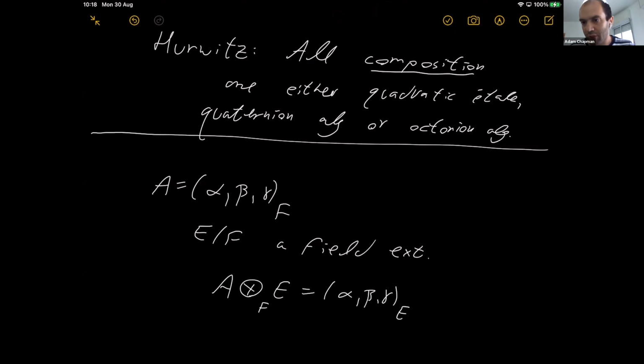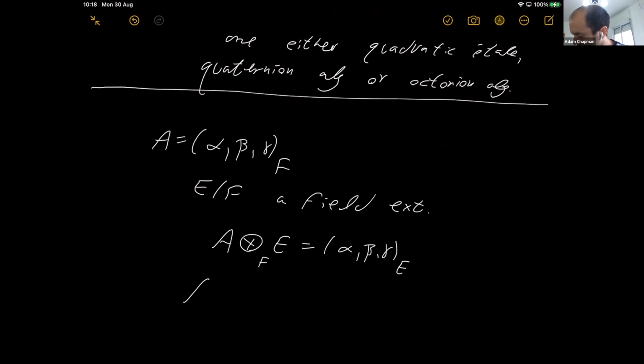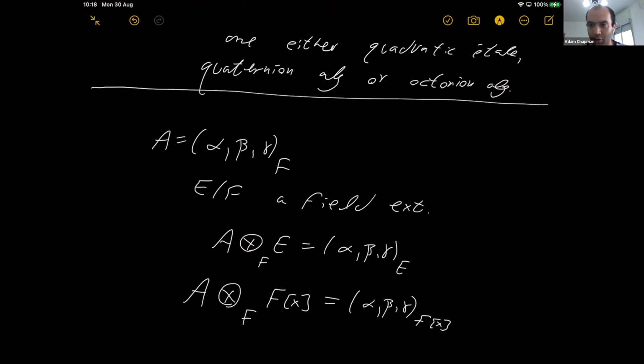And the way to make it generic is to consider polynomials. So especially if you focus on simple field extensions, then you can take the tensor product with the ring of polynomials over F, and that gives you a new algebra. So this alpha, beta, gamma, but over the ring of polynomials. And that's what we call the ring of polynomials over A.